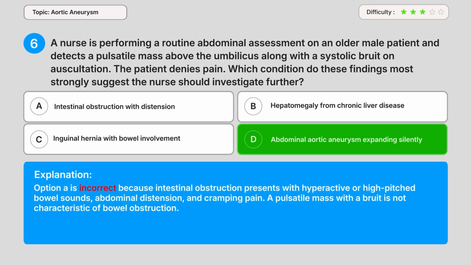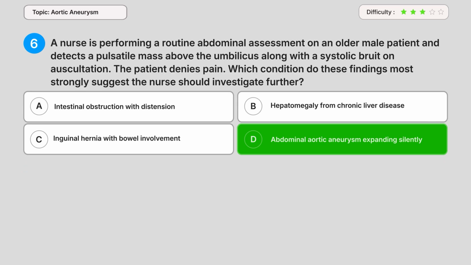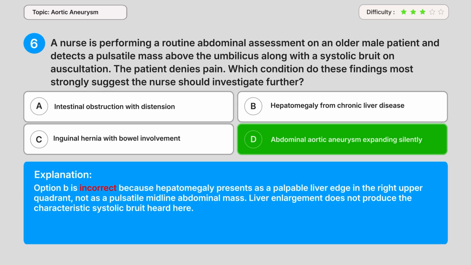Option A is incorrect because intestinal obstruction presents with hyperactive or high-pitched bowel sounds, abdominal distension, and cramping pain. A pulsatile mass with a bruit is not characteristic of bowel obstruction. Option B is incorrect because hepatomegaly presents as a palpable liver edge in the right upper quadrant, not as a pulsatile midline abdominal mass. Liver enlargement does not produce the characteristic systolic bruit heard here.